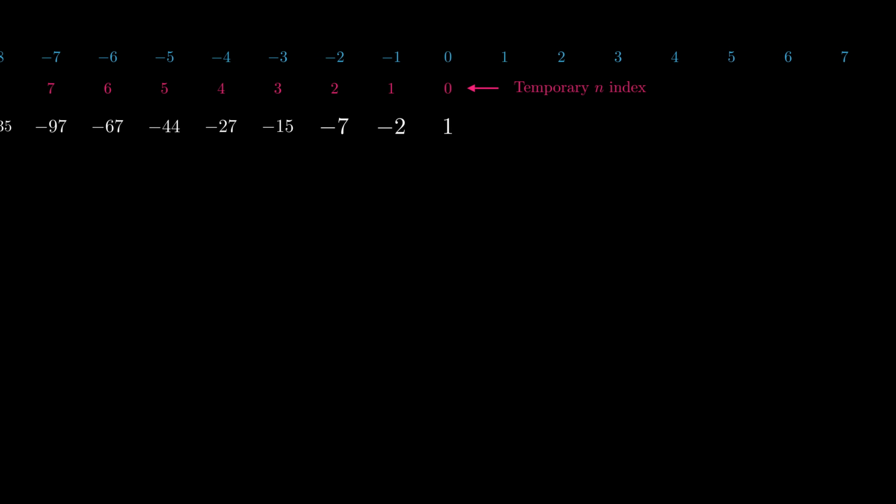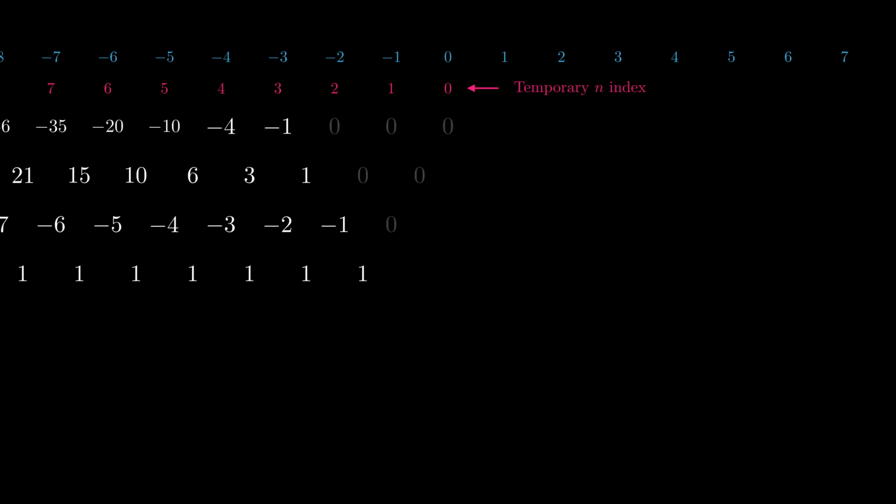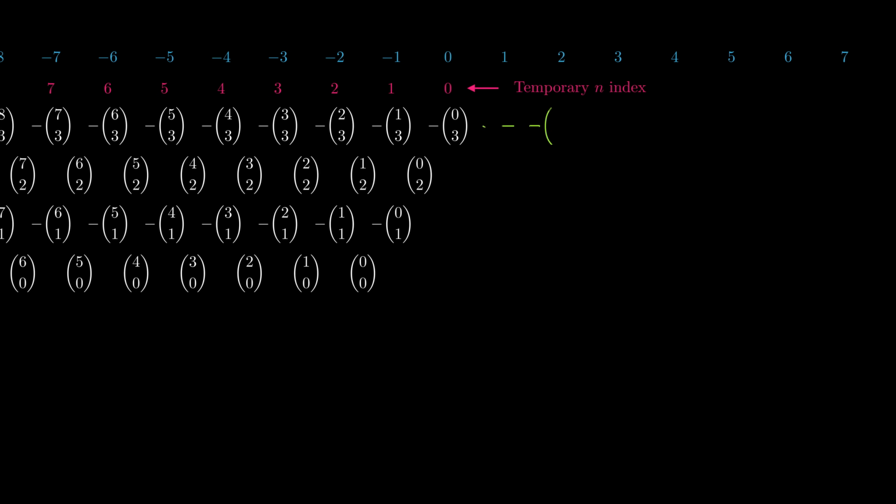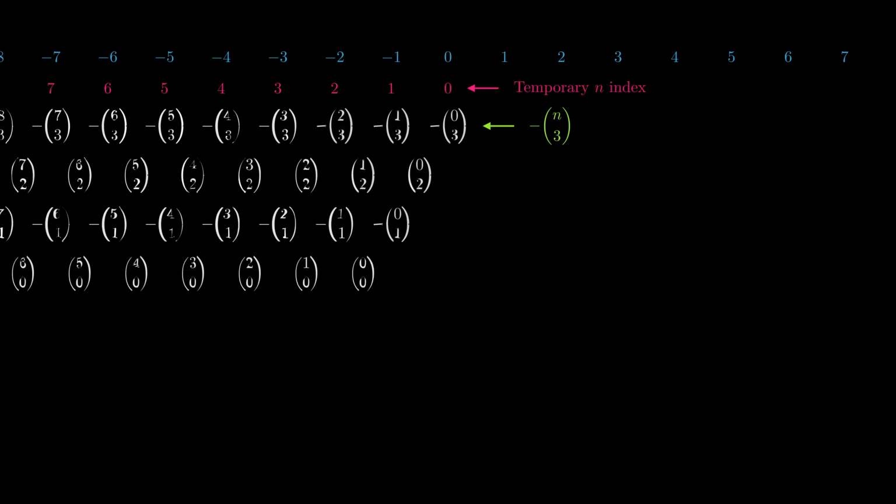Let's do the same thing we did before. Start by only having a single 1. Then apply the subtraction rule, and once again, we find Pascal's triangle. But be careful, this time with alternating signs.